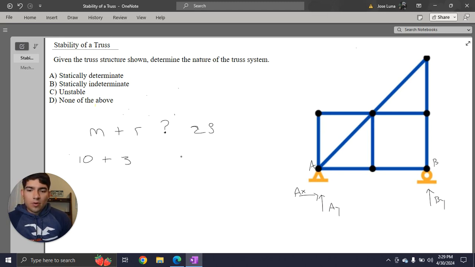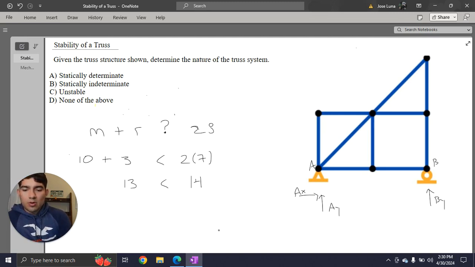And then for j, it's going to be the number of joints that this structure has. So you can count the joints right here: 1, 2, 3, 4, 5, 6, 7 joints. So we're just going to put a 7 next to our 2 in place of the j. And we're going to get 13 and 14 for each side of the equation. So that ends up being less than. The left side of the equation is less than the right side.